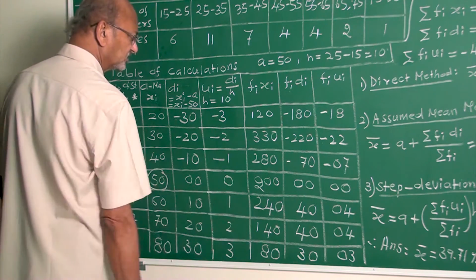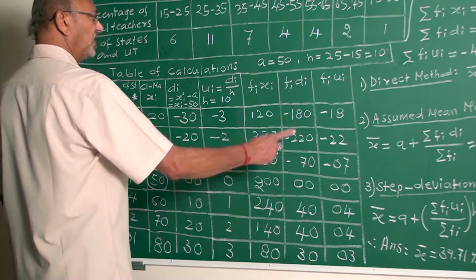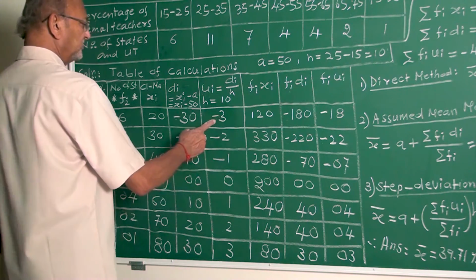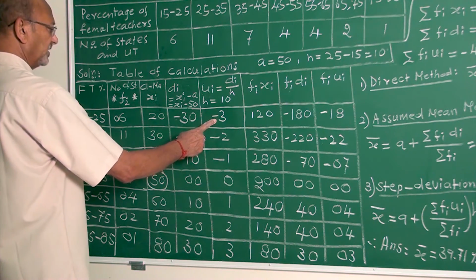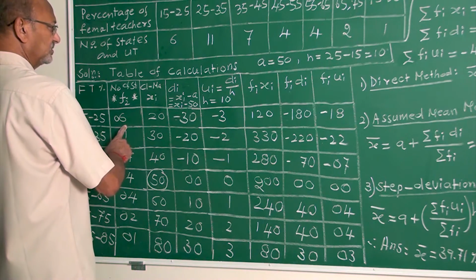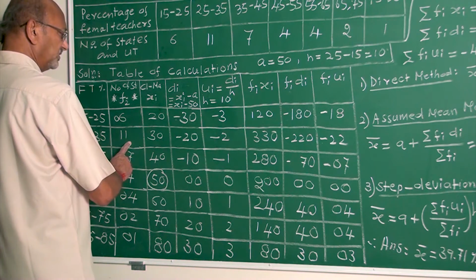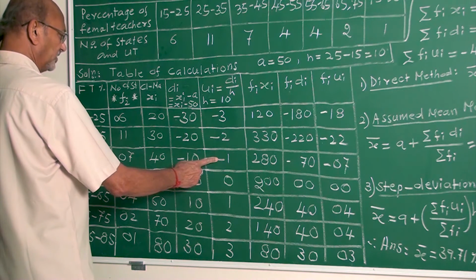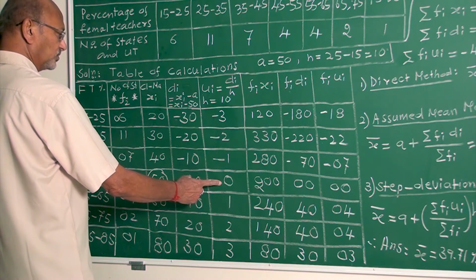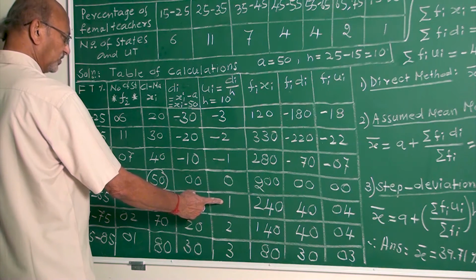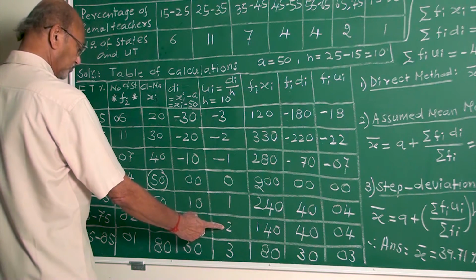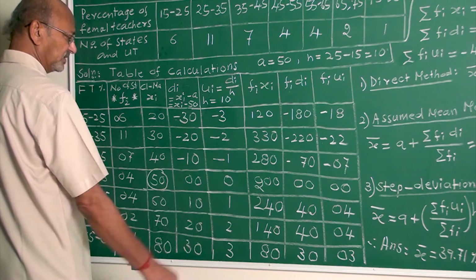Next, fi ui. This is ui, this is fi. Minus 3 into 6, minus 18. Minus 2 into 11, minus 22. Minus 1 into 7, minus 7. 0 into 4, 0. 1 into 4 is 4. 2 into 2 is 4. 3 into 1 is 3.